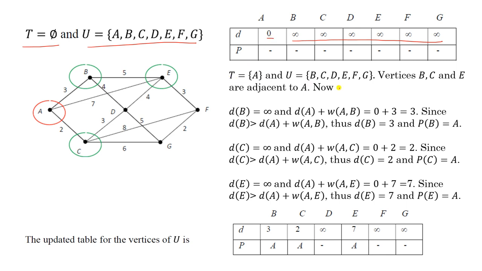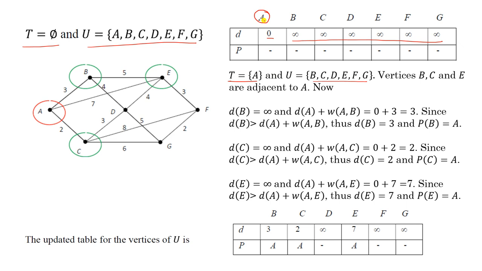So there is T and U. Now we have to choose the vertex u having the minimum shortest distance. So here the minimum distance is 0, and the vertex which we will choose is A. So T equal to A, now we have to include A into T, so that's why it is T equal to A, and we have to exclude A from U. So U equal to B, C, D, E, F, G.